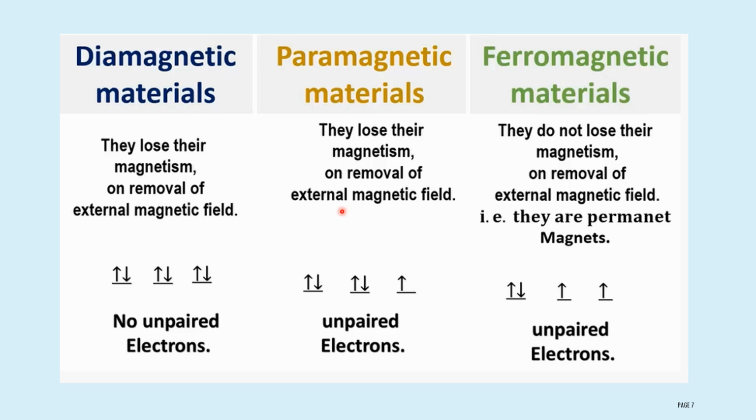Let us discuss paramagnetic material. They lose their magnetism on removal of the external magnetic field. Here also, on removal of the external magnetic field, it will lose its magnetism, but it contains unpaired electrons. In the case of a ferromagnetic material, they do not lose their magnetism on removal of the external magnetic field. Even if you remove the external magnetic field, it will not lose its magnetism. It will behave as a permanent magnet and it contains unpaired electrons.